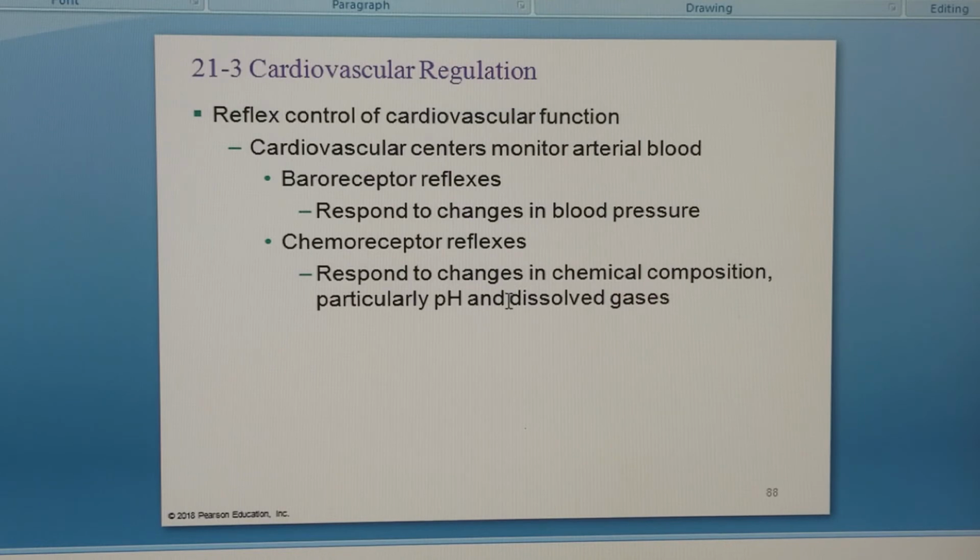Reflex control of the cardiovascular function. The cardiovascular center monitors arterial blood. We have baroreceptor reflexes and chemoreceptor reflexes. Baro meaning pressure, so we have receptors sending sensory information based on pressure, and chemoreceptors sending information based on the chemistry that's flowing through the area. Baroreceptors respond to changes in blood pressure, while the chemoreceptors respond to changes in chemical composition, particularly pH levels and dissolved gases.